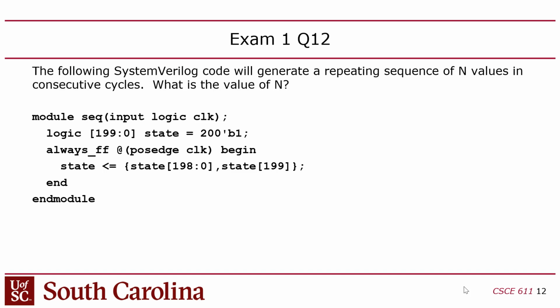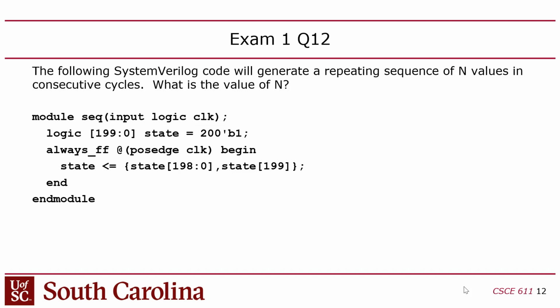The following SystemVerilog code will generate a repeating sequence of n values in consecutive cycles. What's the value of n? Okay, this one is a 200-bit signal. It starts as 1. So 200'b1 would just put a 1 in the least significant bit of a 200-bit signal. And then it's going to shift it to the left. Actually, it's going to rotate it. It's going to rotate to the left, right?